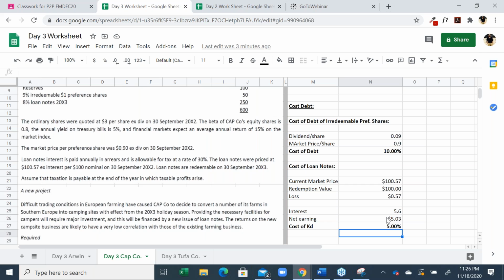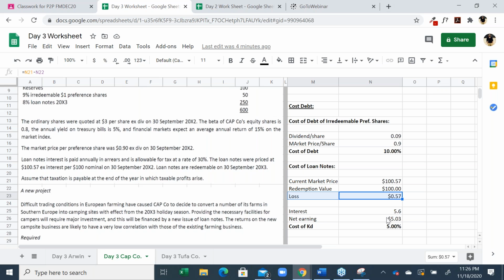Basically, just think from the investor's point of view. This investor will invest $100.57 today. After 1 year, he will be given his investment back, but only $100. So there is a loss of $0.57 to this investor.